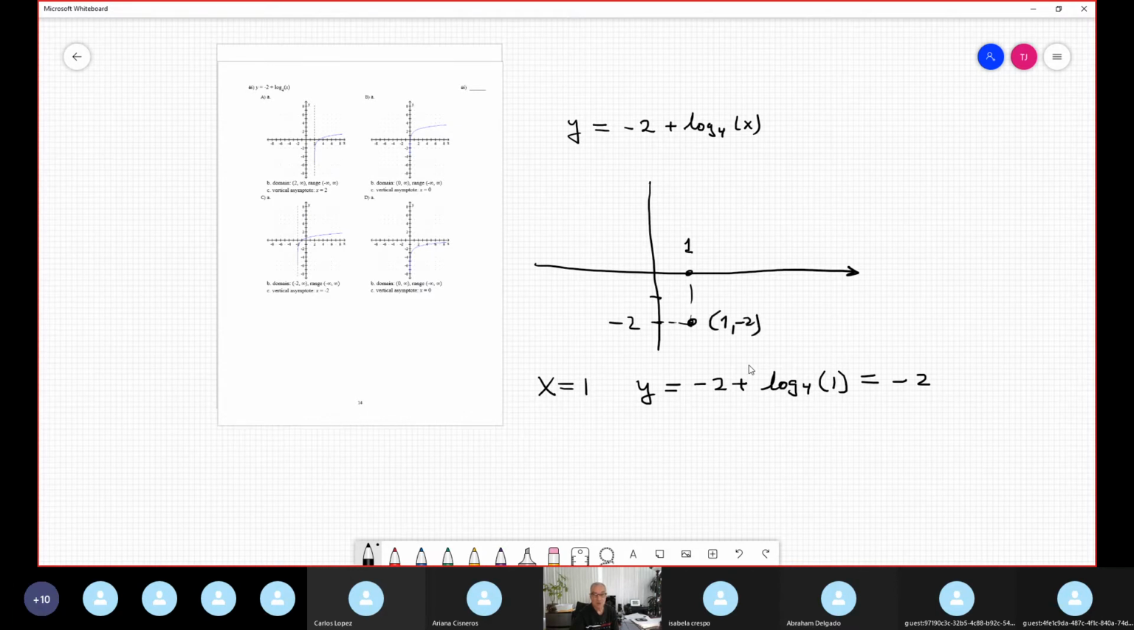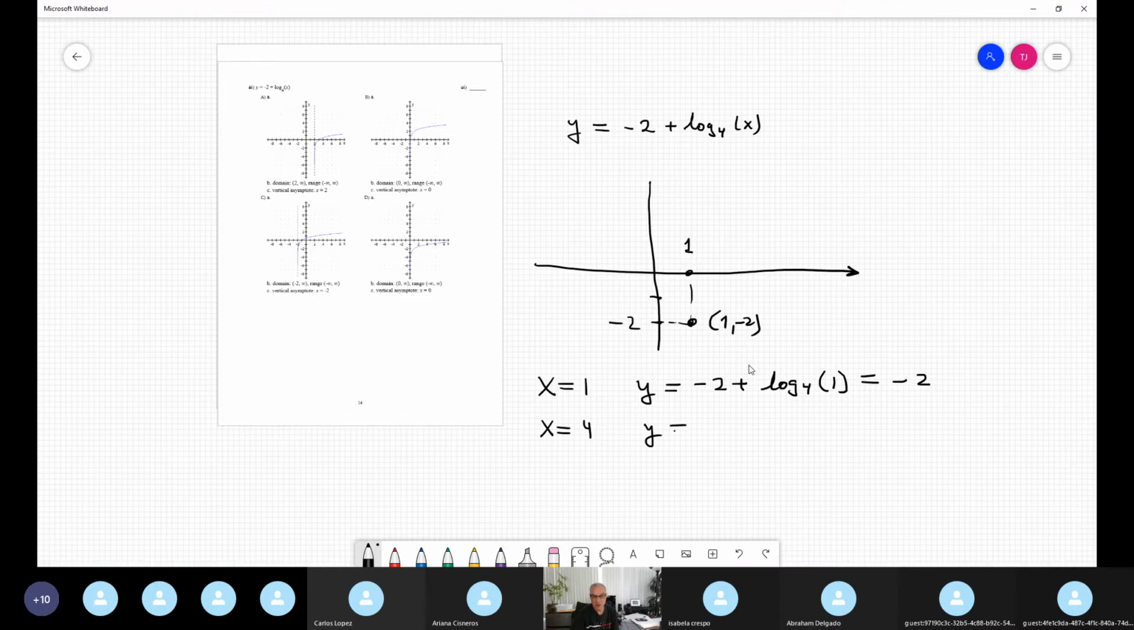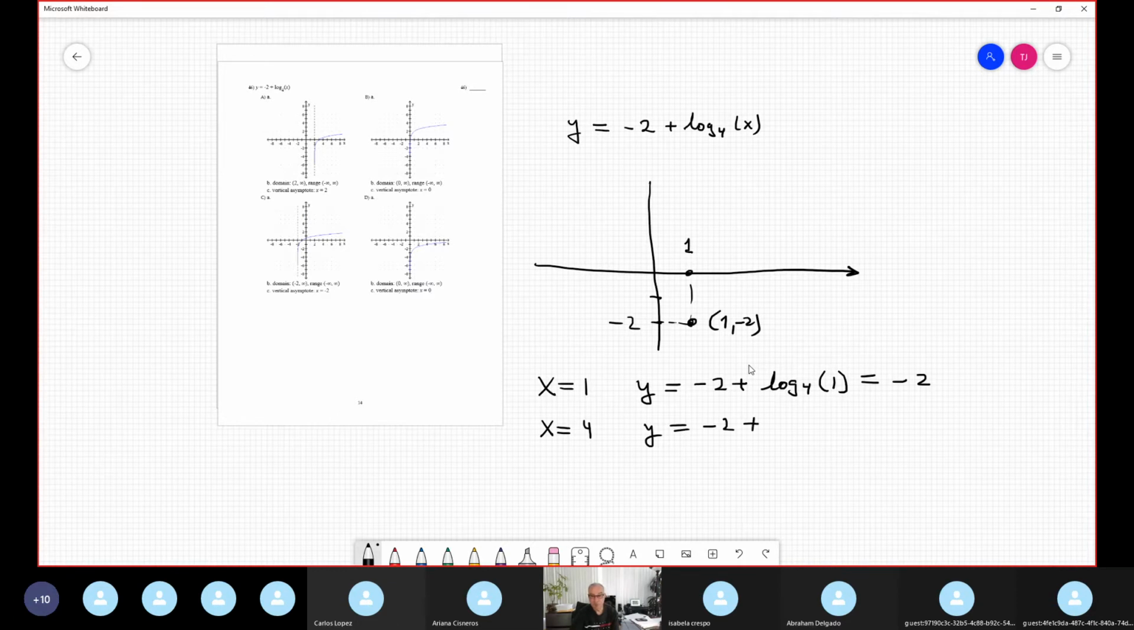Good. Suppose now x equals 4. How do you know what value to select? Because you select the same number as the base or a power of it. It is negative 2 plus logarithm base 4 of 4, which is 1. So minus 2 plus 1 is negative 1. That point is the point (4, negative 1).